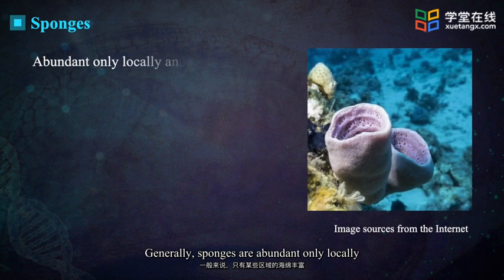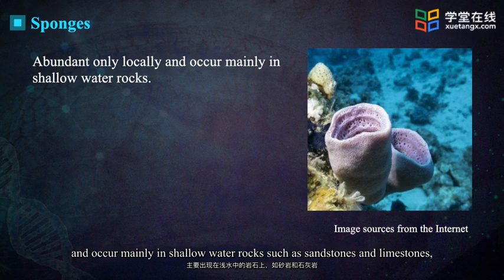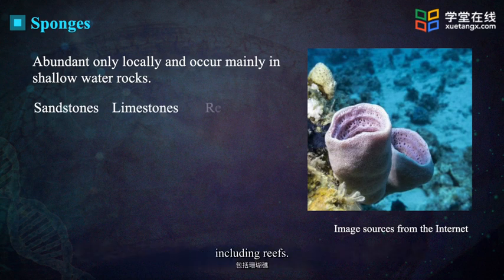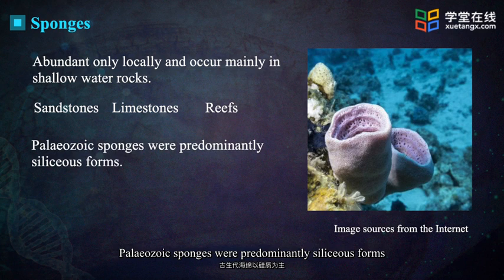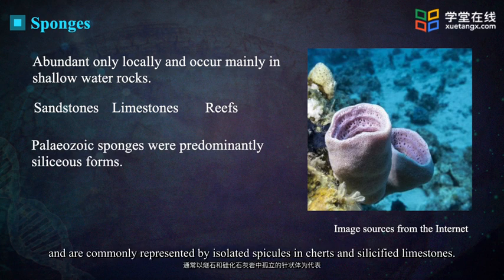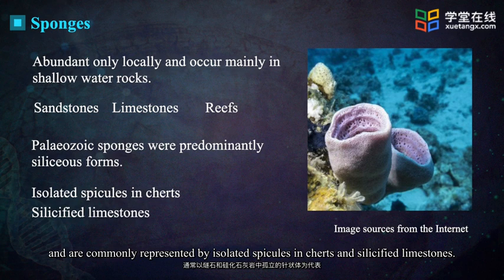Generally, sponges are abundant only locally and occur mainly in shallow water rocks such as sandstones and limestones, including reefs. Paleozoic sponges were predominantly siliceous forms and are commonly represented by isolated spicules in cherts and silicified limestones.